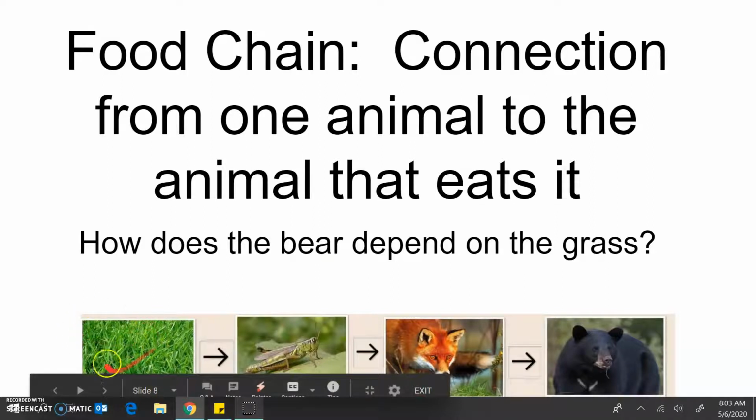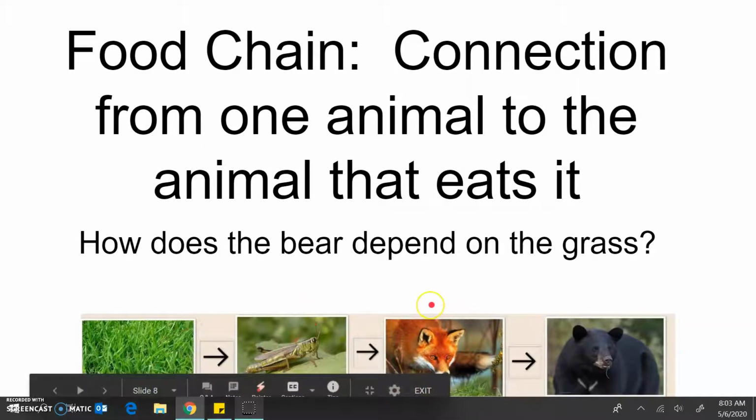The reason is, the grass is eaten by the cricket. These arrows show how the energy is passed from one to the other. The cricket is eaten by the fox, and then the fox is eaten by the bear. So in a food chain, all of these things are connected, and if you have one part of the food chain missing, or something disappeared, let's say all the crickets died out somehow, then there would be a big problem.